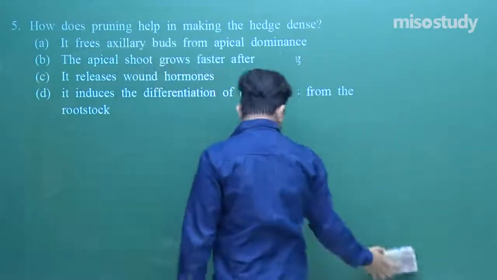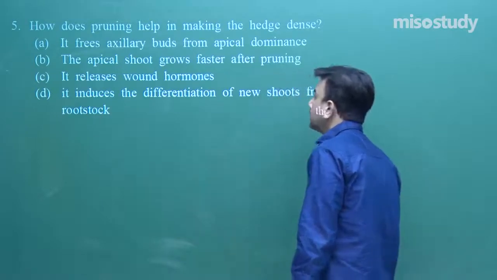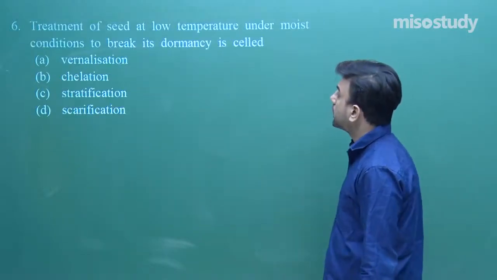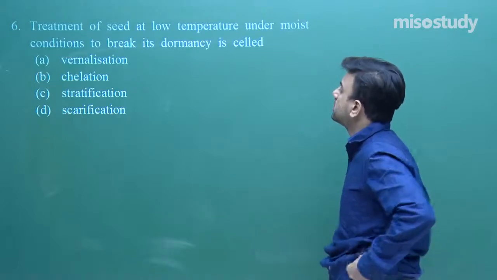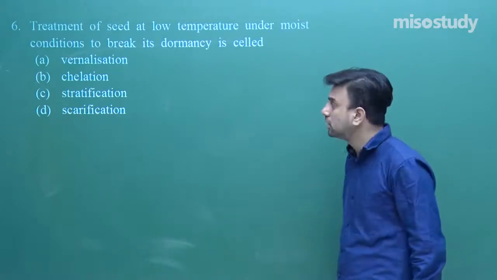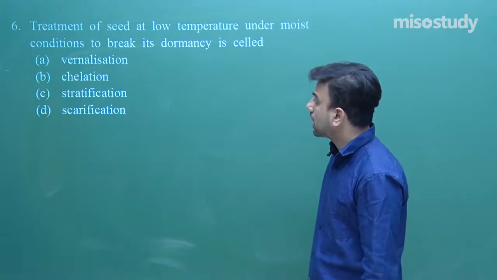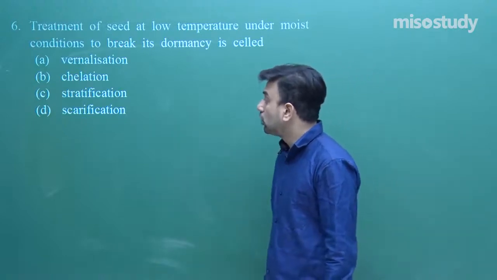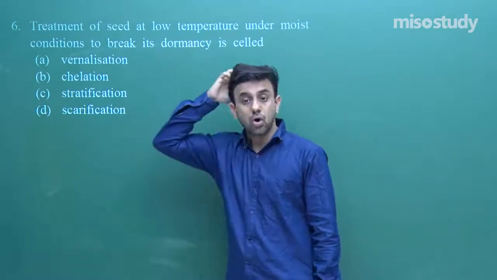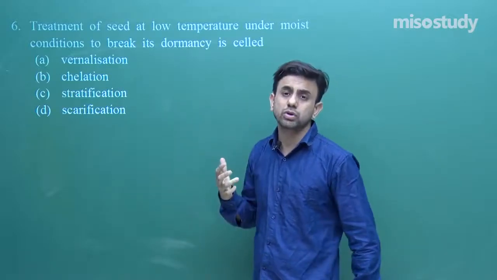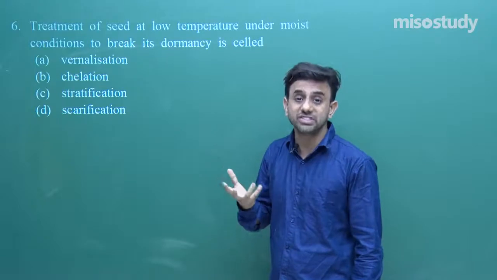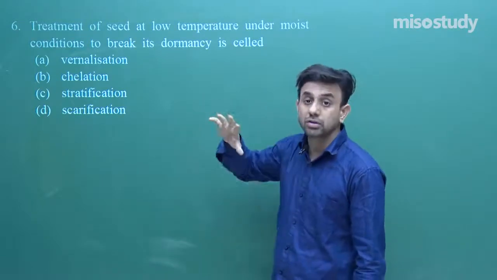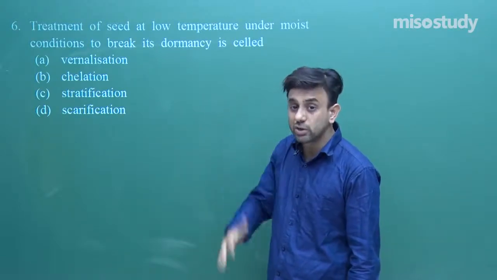Let us now talk about the next question. Treatment of seed at low temperature under moist conditions to break its dormancy is called vernalization and chelation. These are treatments at much lower temperatures, basically to induce flowering.